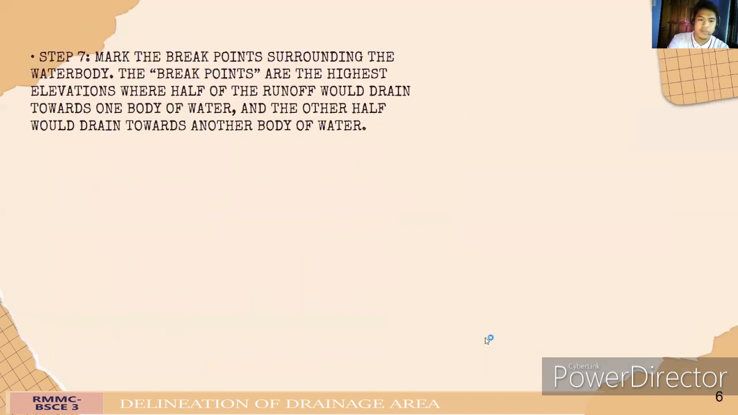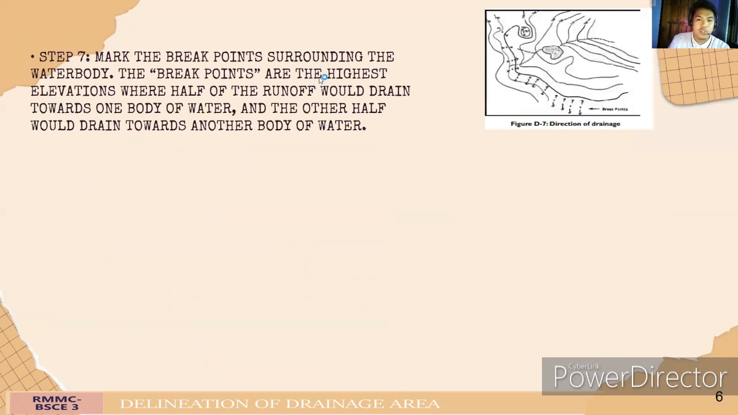So next, step number 7. Mark the breakpoint surrounding the water body. The breakpoints are the highest elevation where half of the runoff would drain towards one body of water and the other half would drain towards another body of water.